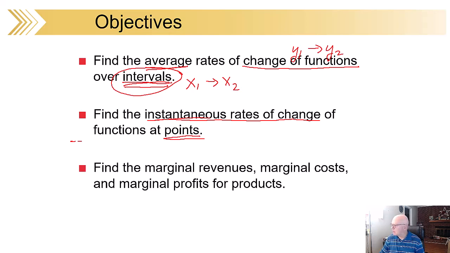And last of all here, we're talking about marginal values, revenues, costs, and profits. Good news is, all you have to do is know how one works, and you've got all three. Trust me. Get one down, and you've got all three down. It's a 3-for-1 deal.